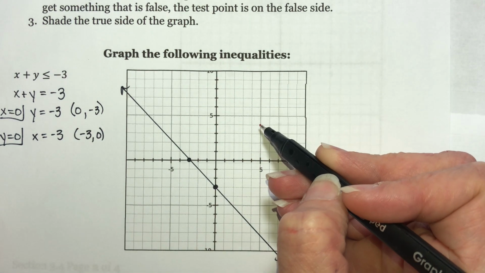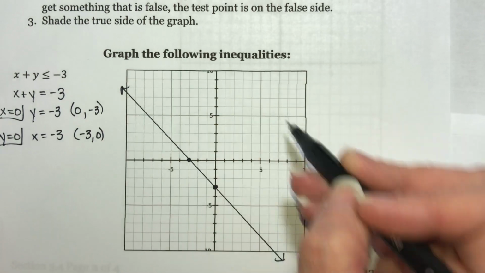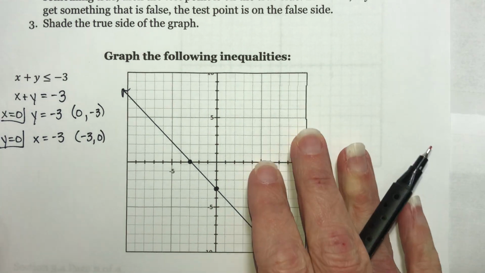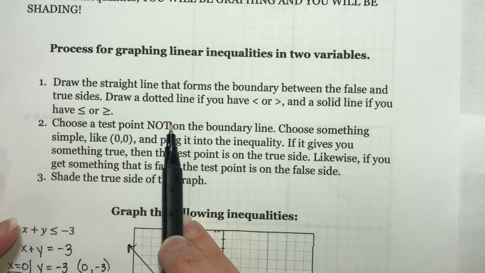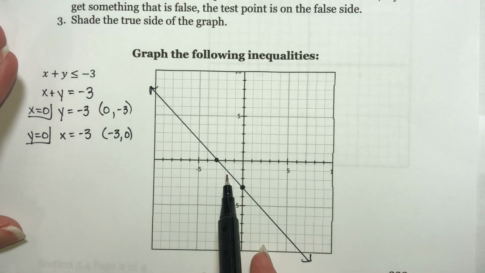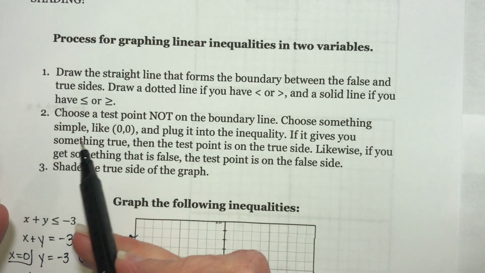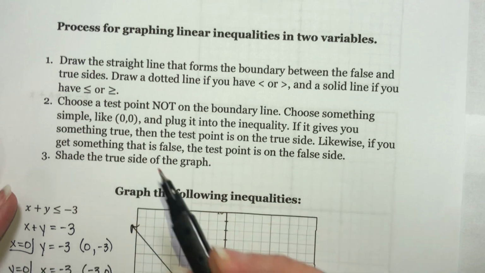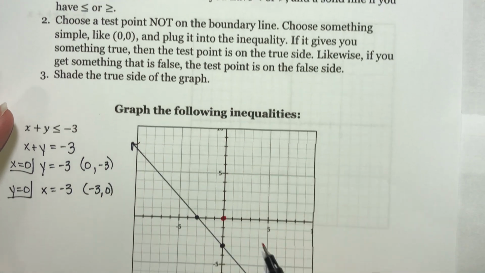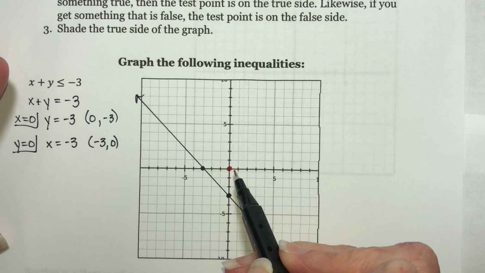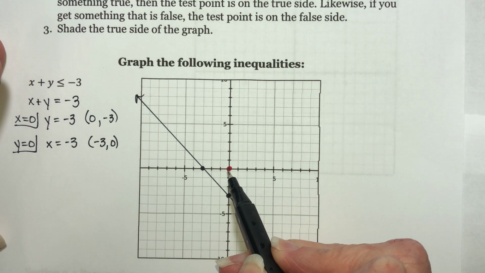If I test a point over here and it's false, that means this whole side is false and this side must be true. Okay? So when I say choose a test point not on the boundary line, I don't want to choose something right here because that's not helping me figure out which side is true. I like something simple. If 0, 0 is available, I use that. Now this line does not go through 0, 0, and zeros are the easiest thing to plug in. That's why I choose this.